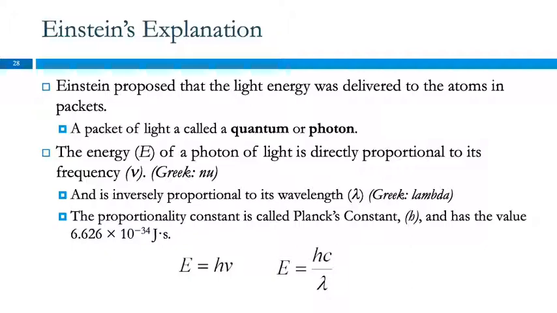So Einstein explained this by proposing that light energy was delivered to the atoms in packets. A packet of light is called a quantum or a photon. So a photon is a piece of light. Like I'll have a piece of milk. I'll have 2 pieces of milk. What? You can't have pieces of milk. It's a liquid, right? How can you have a piece or a packet, a quantity, an individual piece of light? It's just hard to get your mind around.